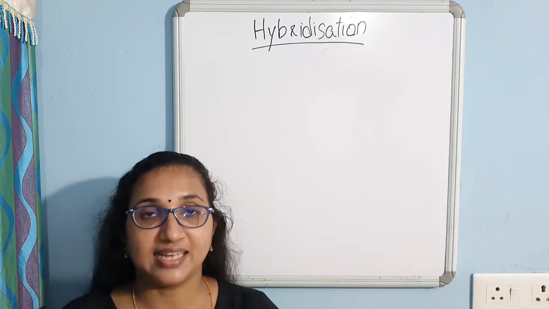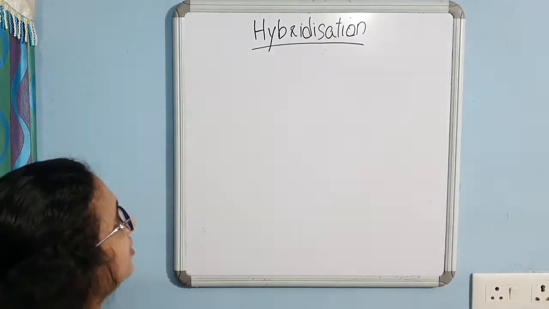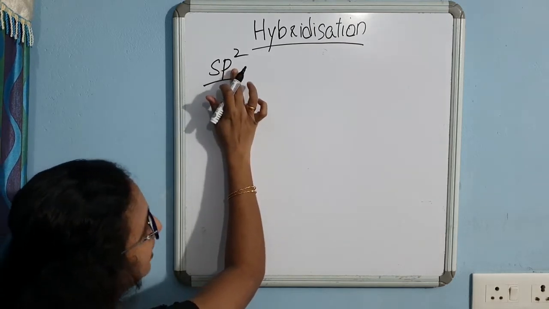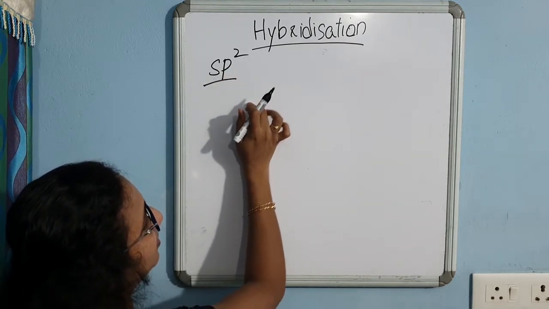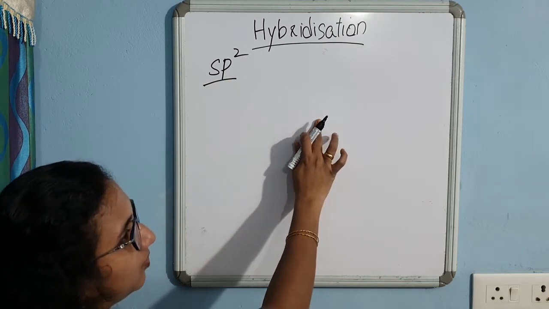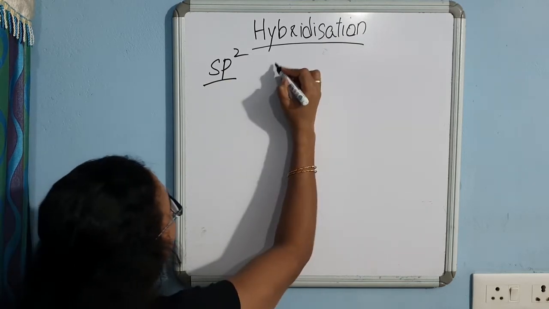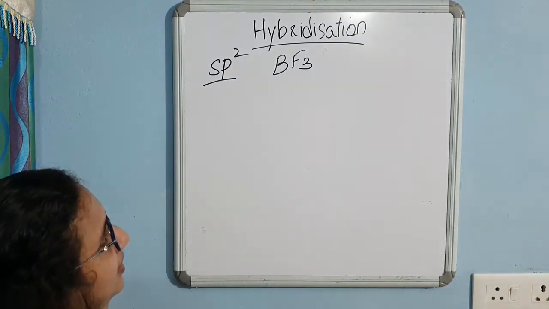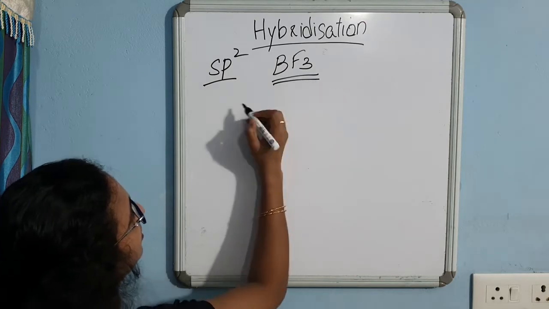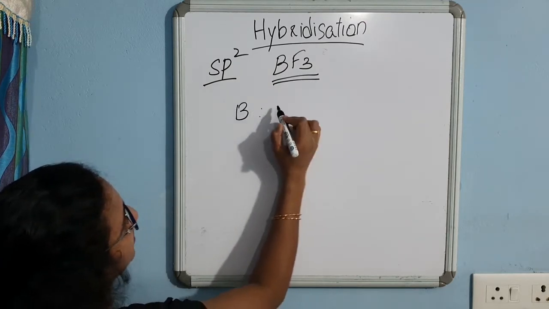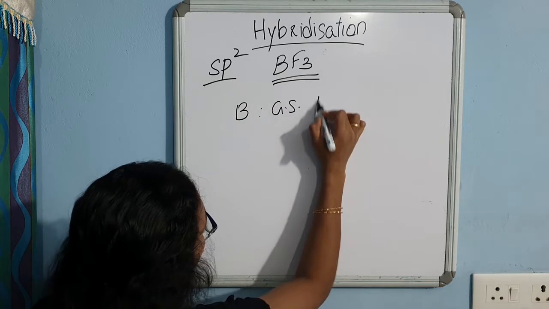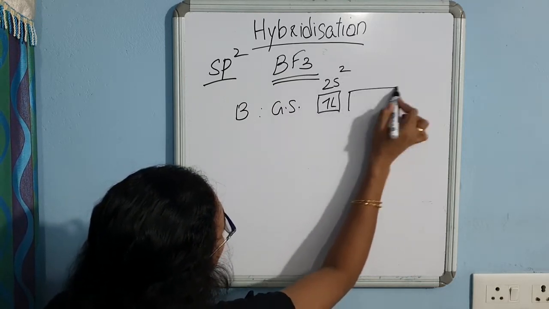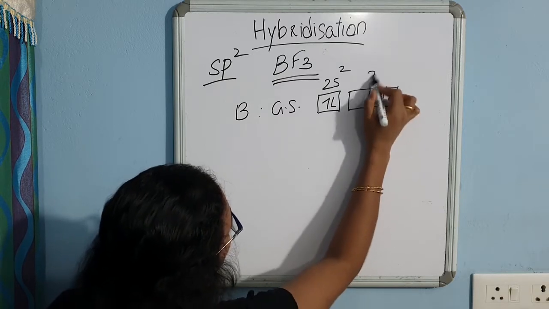Next we can discuss sp2 hybridization. For discussing sp2 hybridization, we know there are three hybrid orbitals. So a central element with 3 valence electrons would be the ideal choice. So we can take a 13th group element, for example BF3, boron trifluoride. For boron trifluoride, the boron atom's ground state valence configuration is 2s2 2p1. It has 3 electrons in the valence shell.